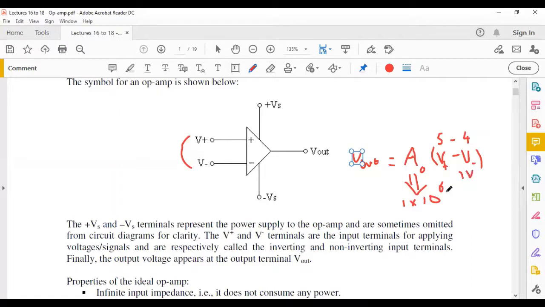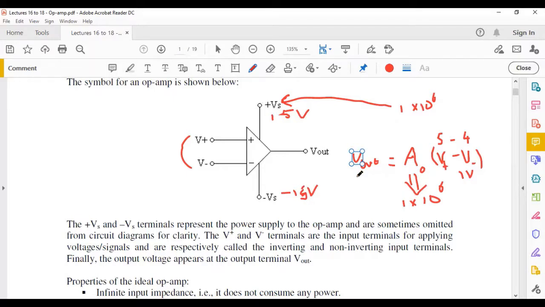When you multiply 1 volt by 1 million, you are expecting to get 1 million volts at the output, which is not possible because this is capped by plus Vs. So let's assume that your plus Vs is, let's say, 15 volts, your supply is 15 volts, and your minus Vs is going to be minus 15 volts. It means your output can never go beyond these two. So if ever your output is trying to go to 1 million, it's going to be capped at plus 15.